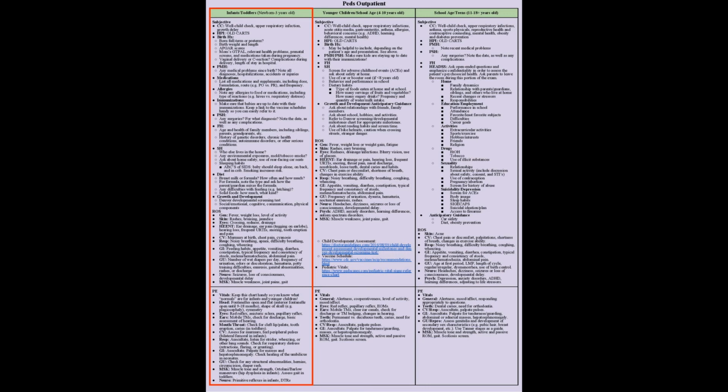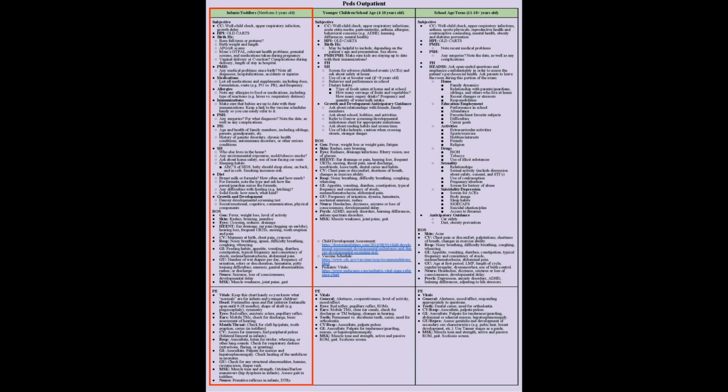For any kid, development is going to be a really big part of your exam and the questions you ask. So there's some guidelines here that you can look at and ask the parent, like, oh, can the baby flip over onto its back? Is it sitting by itself without support? Things like that. So there are different domains that you can ask about here: social, emotional, cognitive, communication, and physical components.